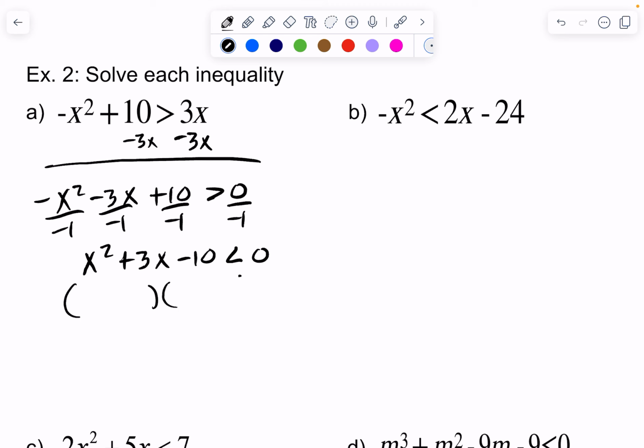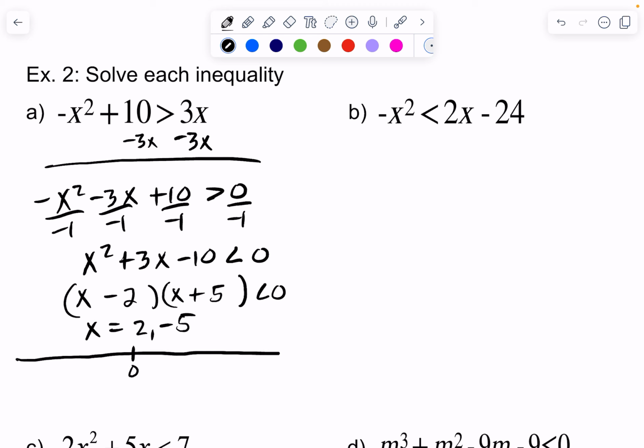So now what times what is -10, but when added together is 3. We've got a -2 and a positive 5. So my zeros are x equals 2 and -5. I'm going to pop that onto the number line, get my test zones. This is going to be open circles because it's less than. So I can go to the left, it's less than -5, that's test zone 1. In between -5 and 2, that's test zone 2. And to the right, greater than 2 is test zone 3.